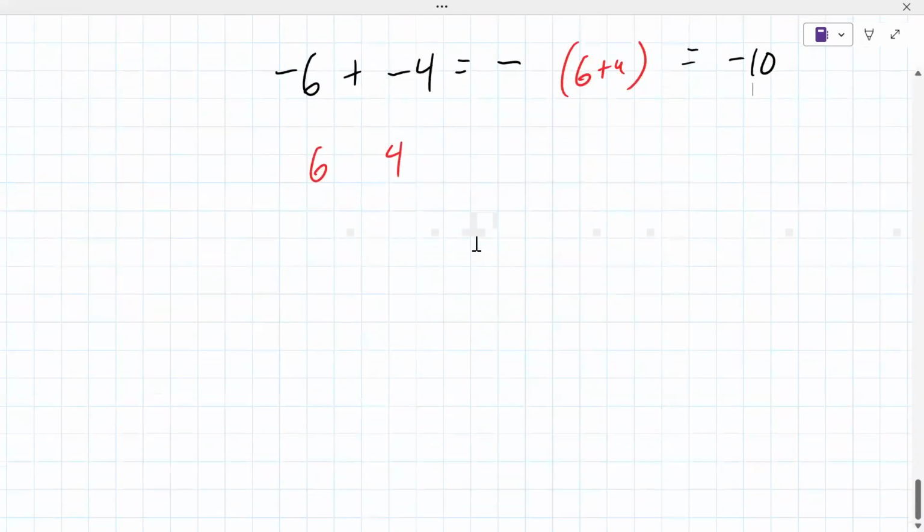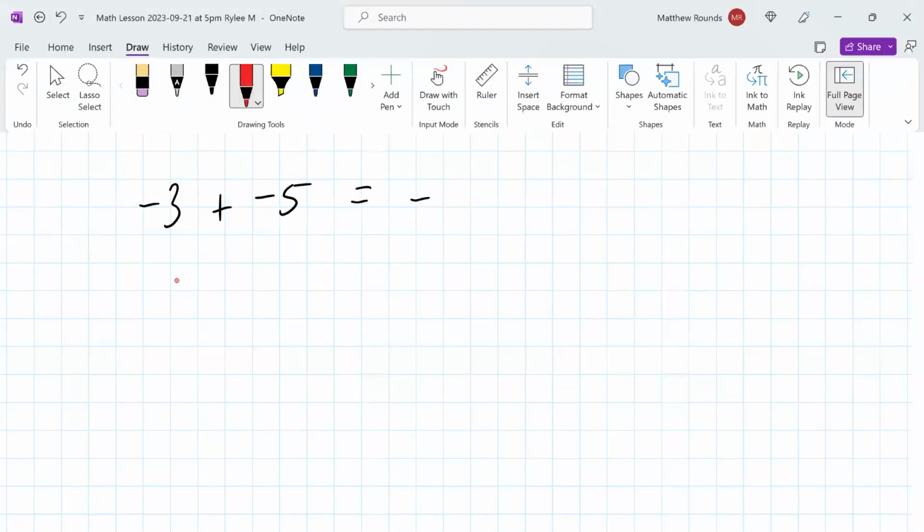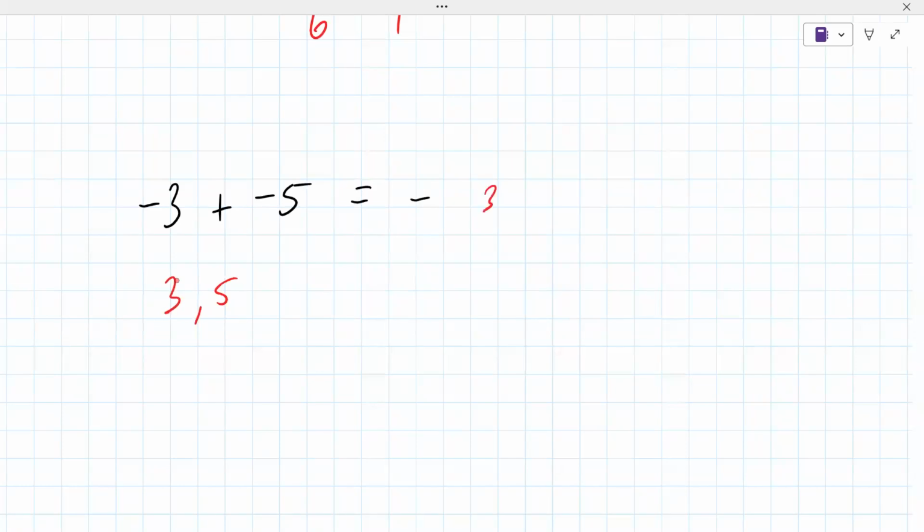All right, how about this one? Negative 3 plus negative 5. First, keep the sign, so it'd be negative. Then you look at the numbers without the sign, 3 and 5, and then you add them. Negative 8.